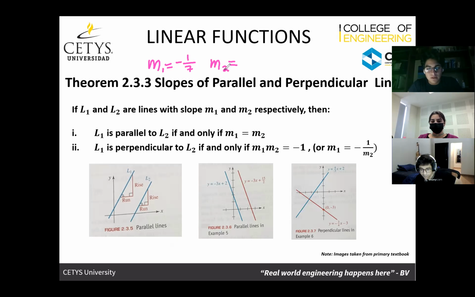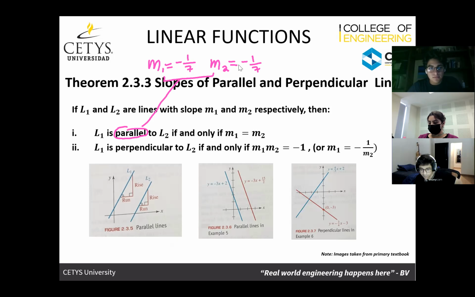Would it be 7? Well, what does it say there, Arturo, with the parallel lines in the first bullet? It says L1 is parallel to L2 if and only if M1 is equal to M2. So -1/7 should be. Exactly. So -1/7. If I want them to be parallel, they have to be the same. It doesn't matter if they're negative, if they're fractional, they have to be the same. Okay. Are we okay there, Arturo?